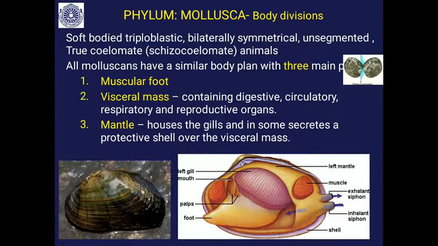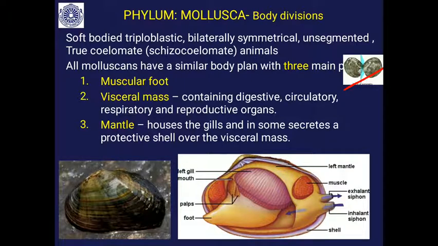What are the general characters of these mollusca? Molluscans are soft bodied, so that's why they are covered with the calcareous shell. They are triploblastic animals. They are bilaterally symmetrical. They are unsegmented. Unlike arthropoda, they are not metamerically segmented, they are unsegmented animals. Similar to arthropoda, they are true coelomate. They have a coelom, and this coelom, similar to arthropoda, is schizocoelomate. What are the body divisions of mollusca?